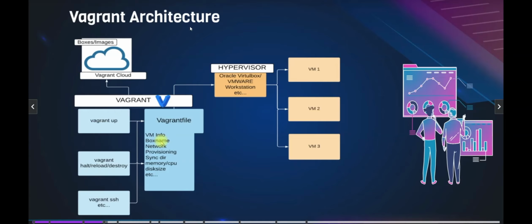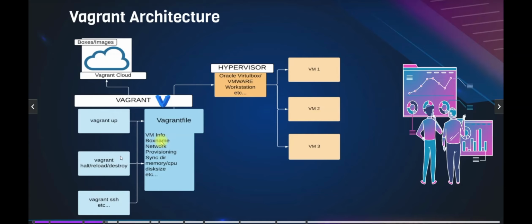So how does Vagrant work? Vagrant architecture. Vagrant is a HashiCorp product, and Vagrant has Vagrant Cloud, where all the OS box images are available. We have some commands, and we have the Vagrantfile. In the Vagrantfile, all the things are there, like VM info, CPU, RAM, and the box name. The box name refers to the box image, the OS file, and provisioning, memory, CPU, disk size, and all the things.